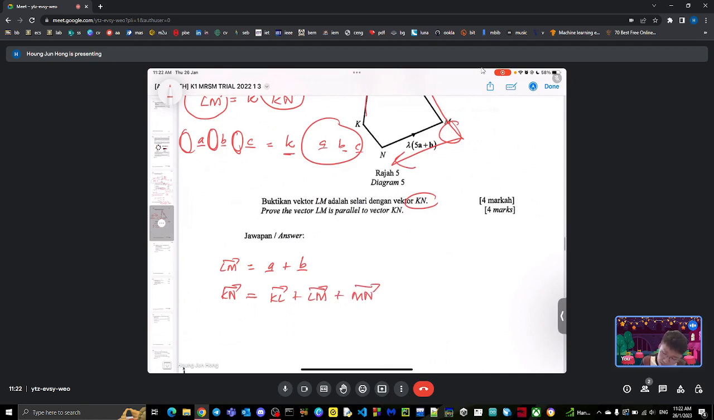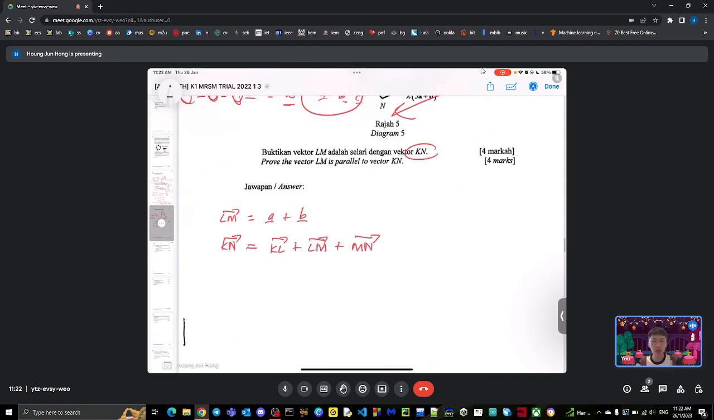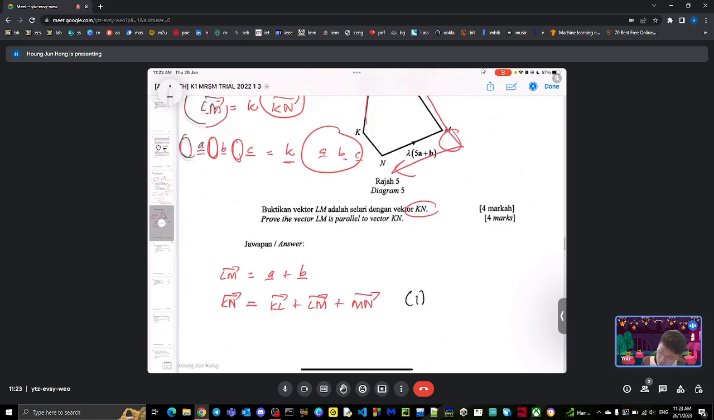Basically, each of the adjacent points will cancel off each other, so L and L cancel off, M and M cancel off, so it still gives KN. No matter how, if you start from point K and end at point N, you are always traveling across using the vector KN. From the starting point to the ending point, no matter what path or how long the journey you take, you always go with the vector KN. So this is the polygon law, and I think there's one mark given here just because you write down the polygon law. And then the next thing is that you want to equate both equations.